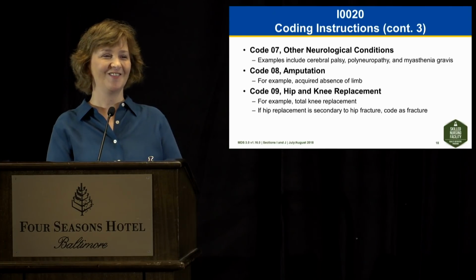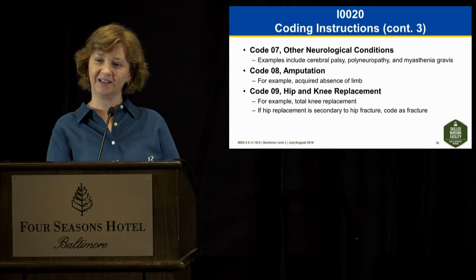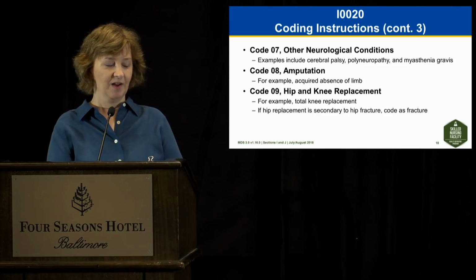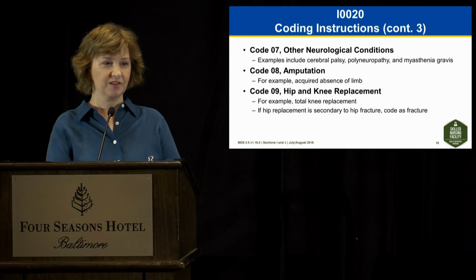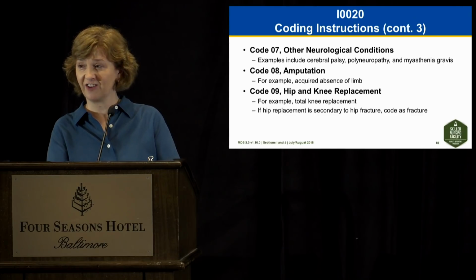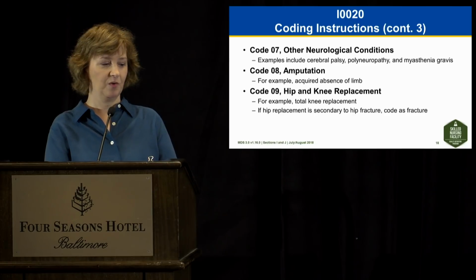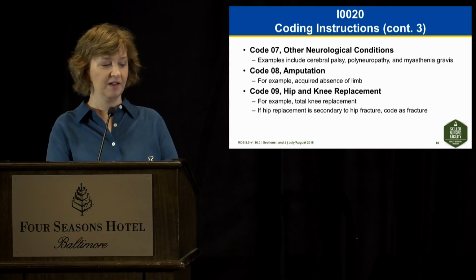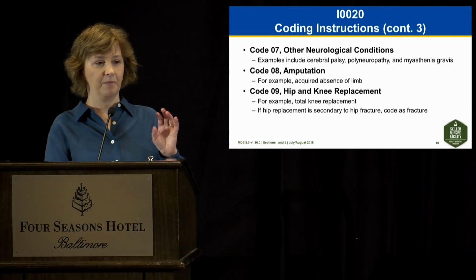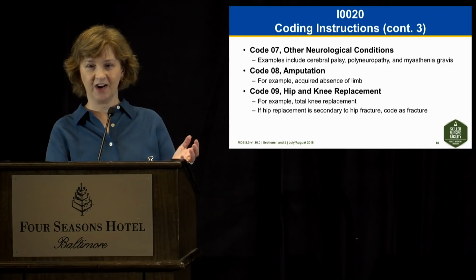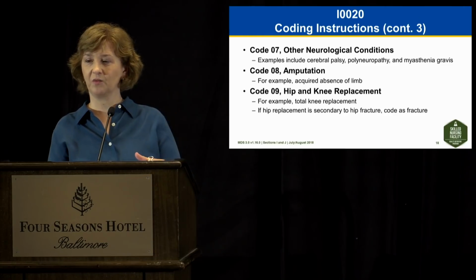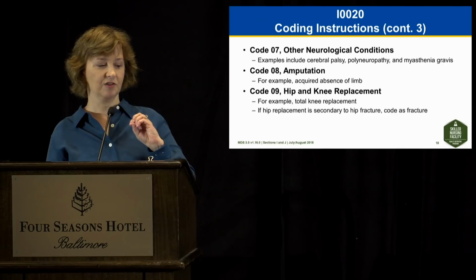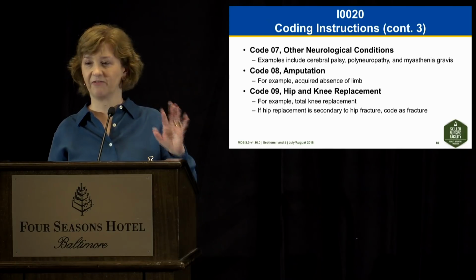replacement. And one of the things that I did want to highlight here is that we are interested in hip and knee replacements that are not due to a fracture. And so as you may have noticed, there is a separate code for fractures and other trauma. And so if the person has had a hip fracture and then part of the treatment was a hip replacement, you would actually code that as a hip fracture.